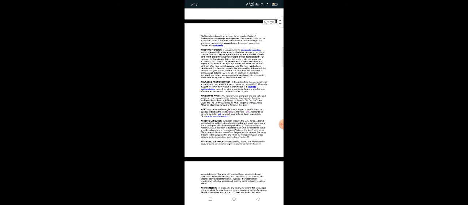Additive monster. In contrast with the composite monster, mythologists and folklorists use the label additive monster to describe a creature from mythology or legend that has an altered number of body parts, rather than body parts from multiple animals added together. For instance, the Scandinavian Atin, a troll or a giant with two heads, is an additive monster.